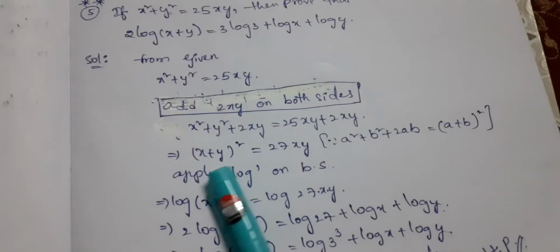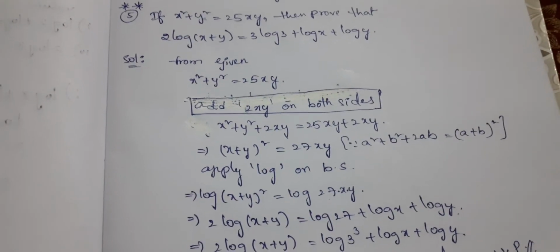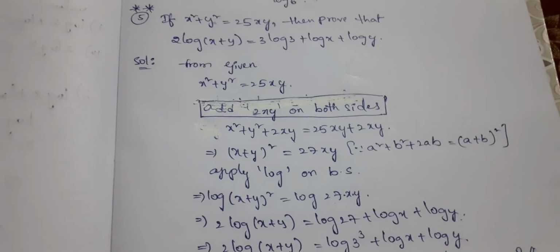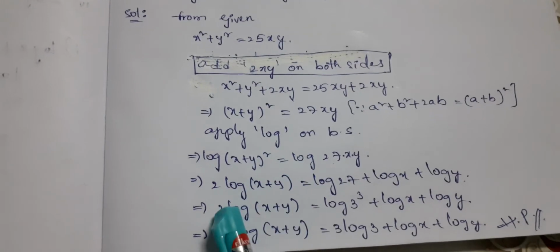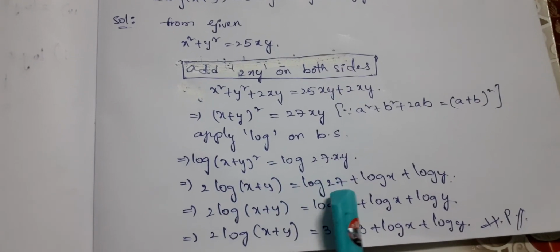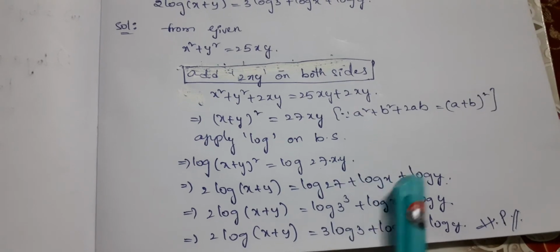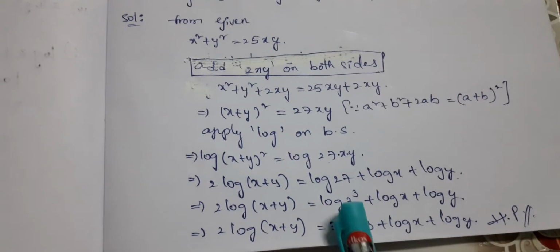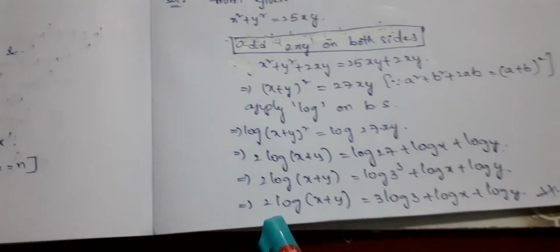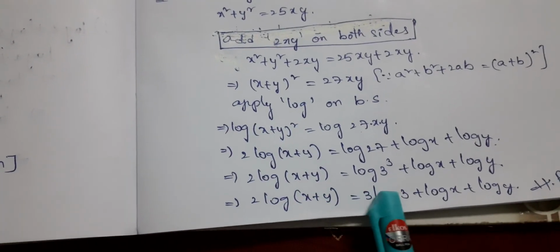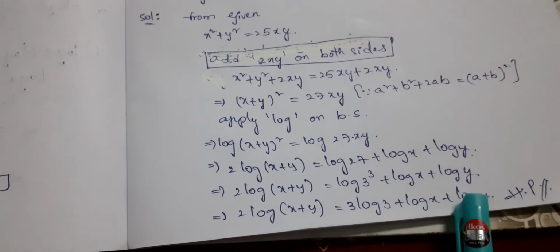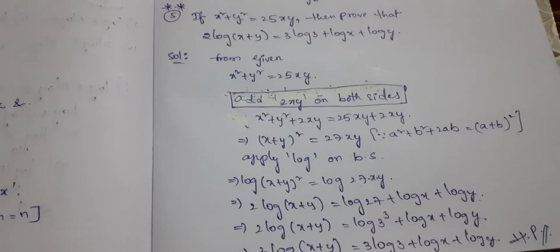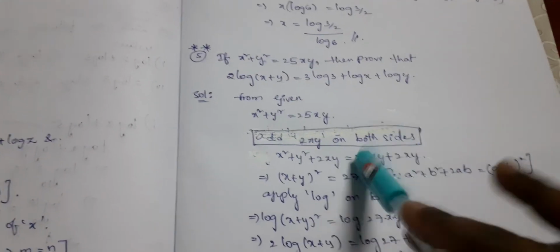Again, on both sides I am applying log. Apply log on both sides: log of x plus y whole square is equal to log 27xy. Here power is there, it will come to the front. 2 log x plus y is equal to log 27 into x into y. This 27 I am again taking as 3 cube, and the power will also come to the front. Finally 2 log x plus y is equal to 3 log 3 plus log x plus log y. This is what we have to prove. So hence proved. Try to understand the problem, very important.